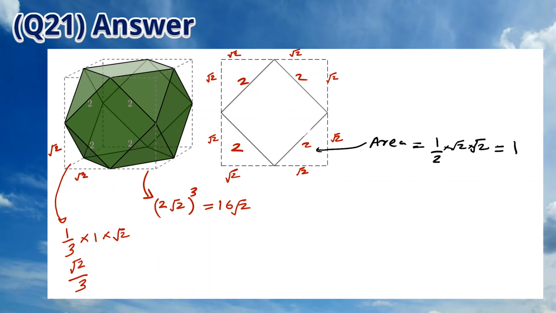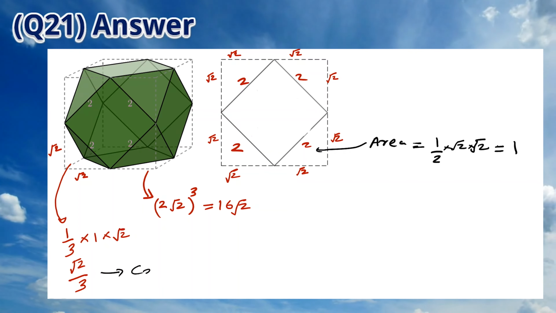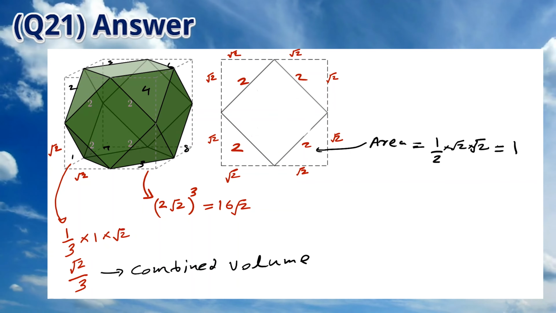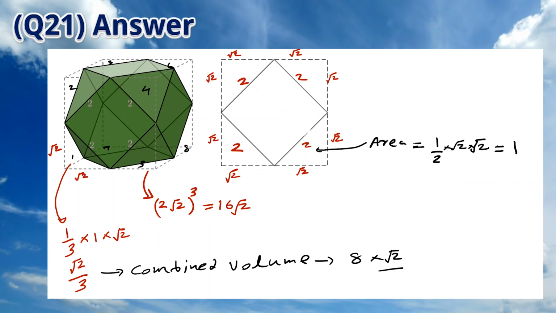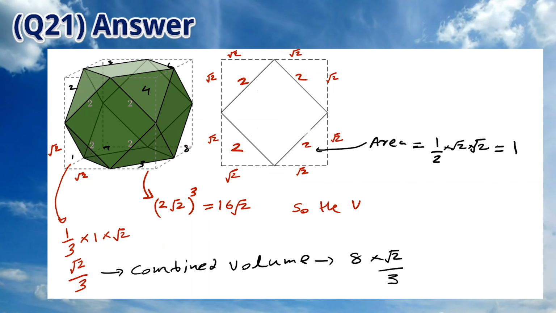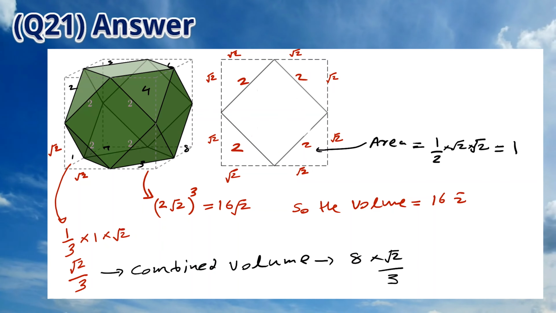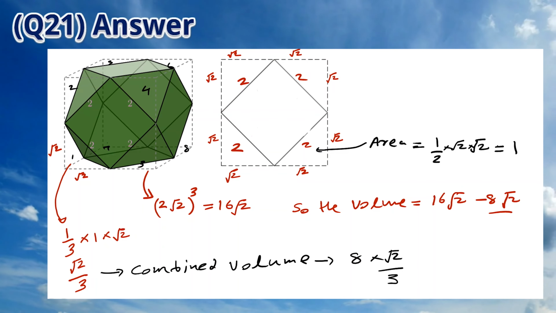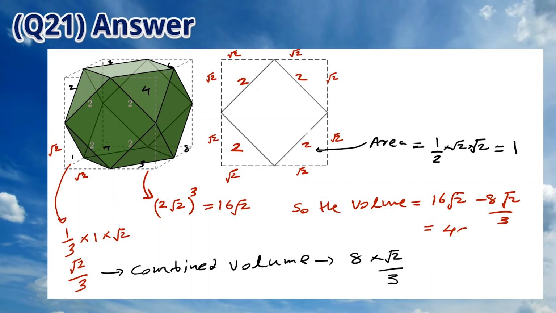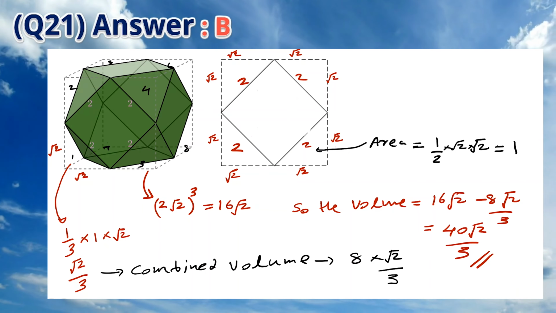However, there are 8 of these cutoff pyramids, so the combined volume is 8 multiplied by root 2 over 3. So the total volume is a whole cube minus the 8 cutoff pyramids, which is 16 root 2 minus 8 root 2 over 3, which is equal to 40 root 2 divided by 3. This means that the answer is B.